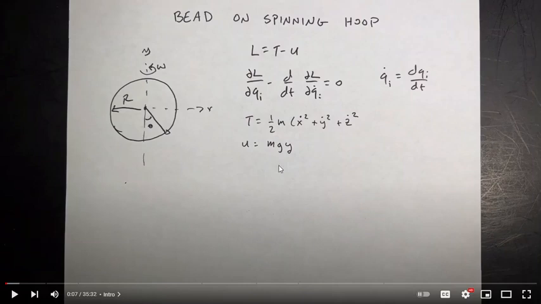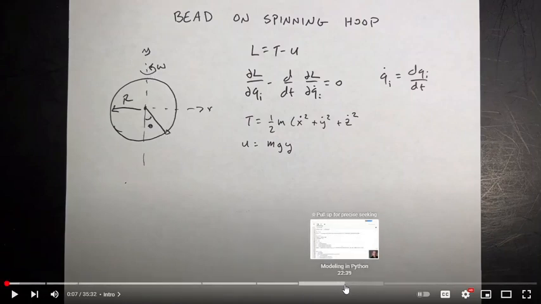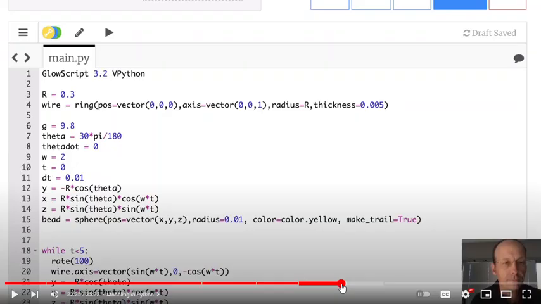So my friend Rhett had this really great video that he posted today about a bead on a spinning hoop. This is just a screenshot of his setup. So you've got a hoop, it goes around this way, and then you've got a bead on there. And he did a lot of really, really cool stuff, including some animations right about here.